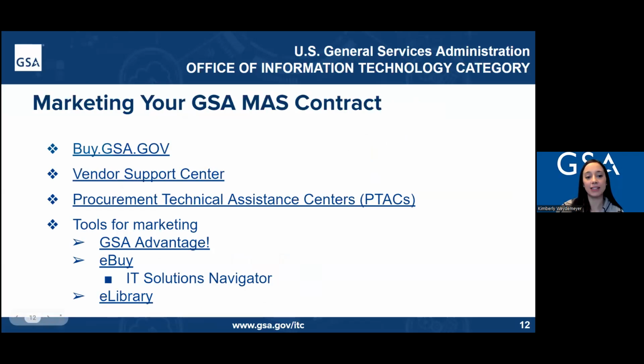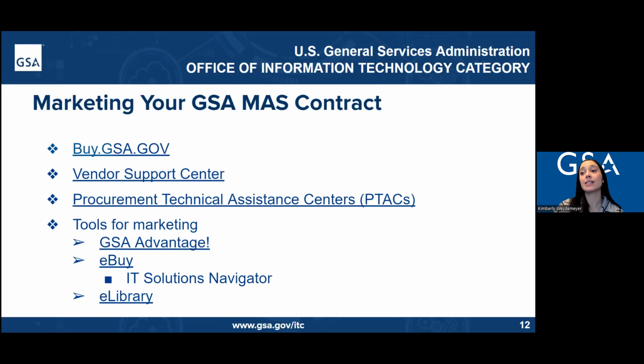The first site we have listed is buy.gsa.gov. If you haven't already done so, you'll definitely want to check out this site. This is the home to all of your GSA resources. All the tools that are listed below have available links on buy.gsa.gov. One of the links mentioned on buy.gsa.gov is the Vendor Support Center. You also have Procurement Technical Assistance Centers, also known as PTACs. You have your e-tools for marketing your schedule contract, which are GSA Advantage, eBuy, and eLibrary.